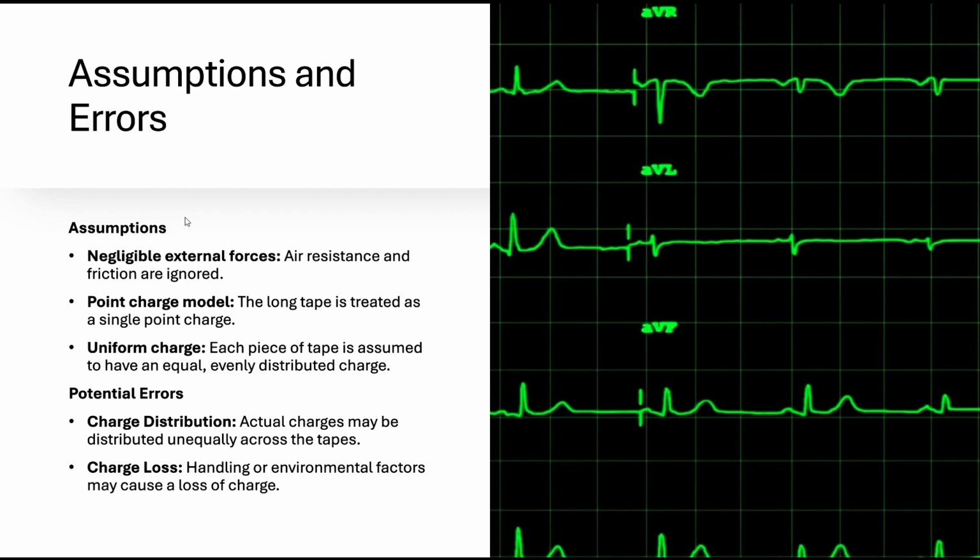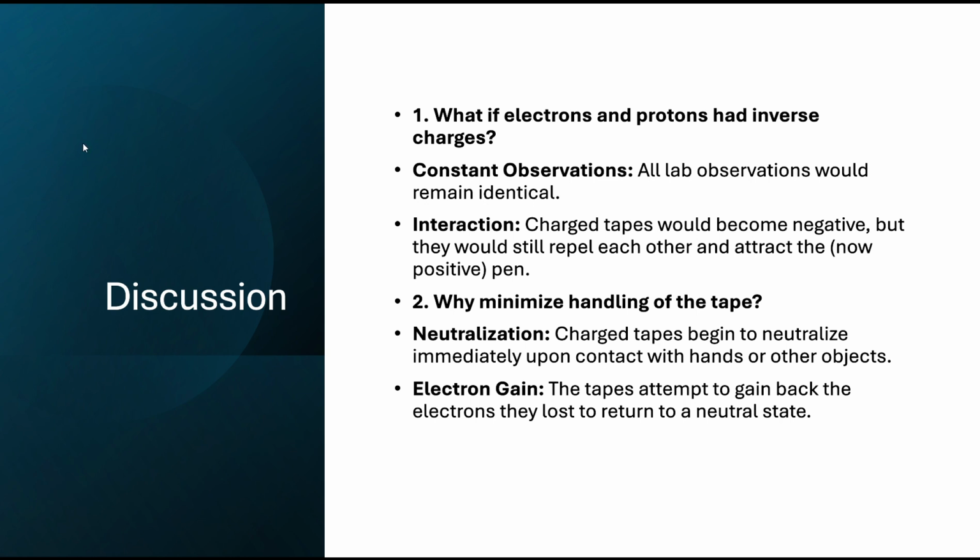Assumptions and errors. Assumptions: negligible external forces; air resistance and friction are ignored. Point charge model: the long tape is treated as a single point charge. Uniform charge: each piece of tape is assumed to have an equal, evenly distributed charge. Some errors that could happen are charge distribution: actual charges may be distributed unequally across the tapes. And then also charge loss, so handling or environmental factors may cause a loss of charge.